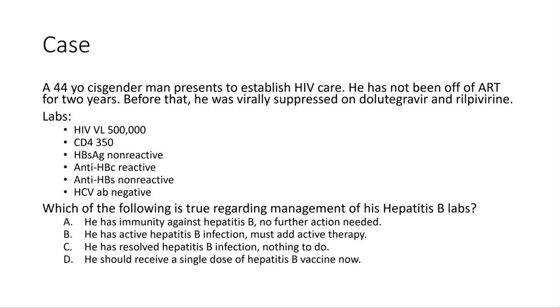Which of the following is true regarding management of his hepatitis B labs? He has immunity against hepatitis B, no further action needed. He has active hepatitis B infection. He has resolved hepatitis B. He should receive a single dose of vaccine now. So surface antigen is not reactive, so B is out of the question. Resolved hepatitis B infection, nothing to do.